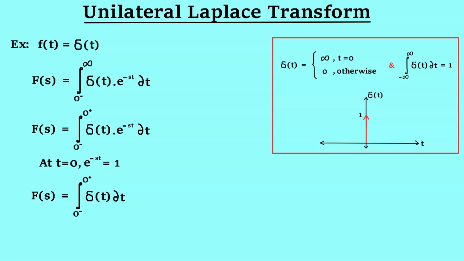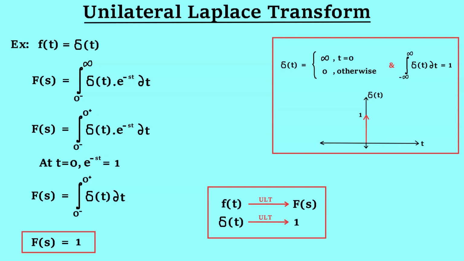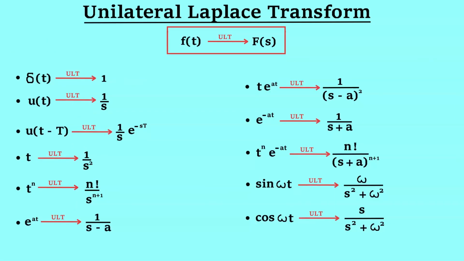We also have the property that the value of integration of the unit impulse function from minus infinity to infinity is equal to 1, and we also know that its value lies only at the point t equal to 0. Therefore, the value of this expression will be equal to 1, giving us the unilateral Laplace transform of the unit impulse function to be equal to 1. Similarly, we can find the unilateral Laplace transform of other very simple and common signals. These are unilateral Laplace transforms of some very basic signals which you must know.